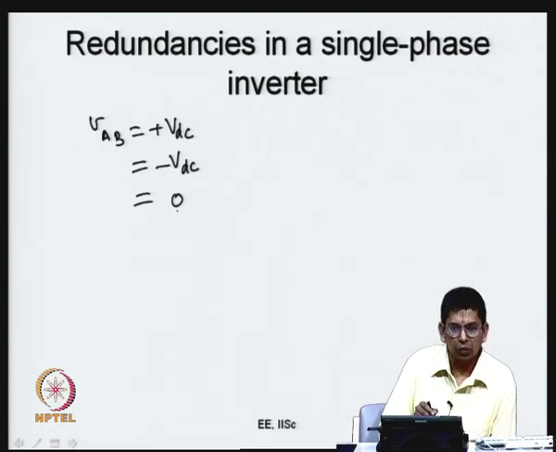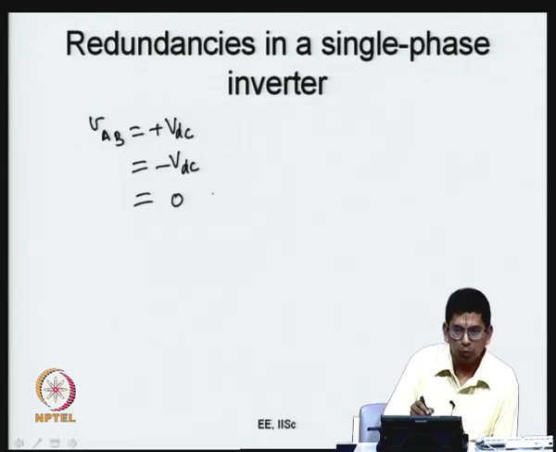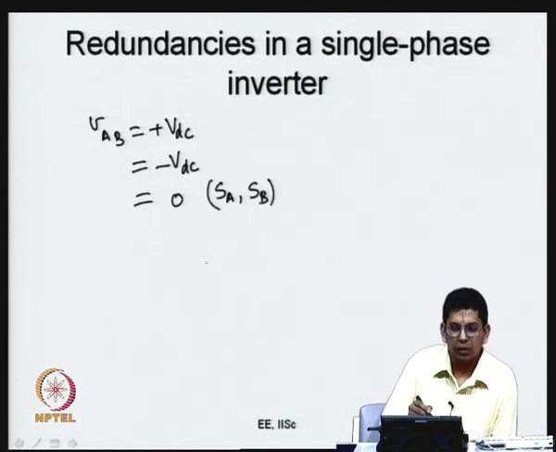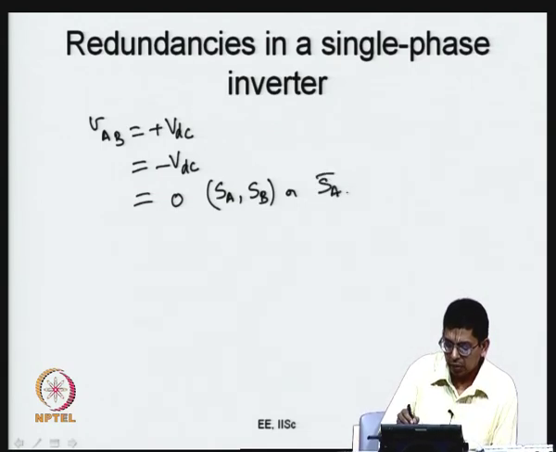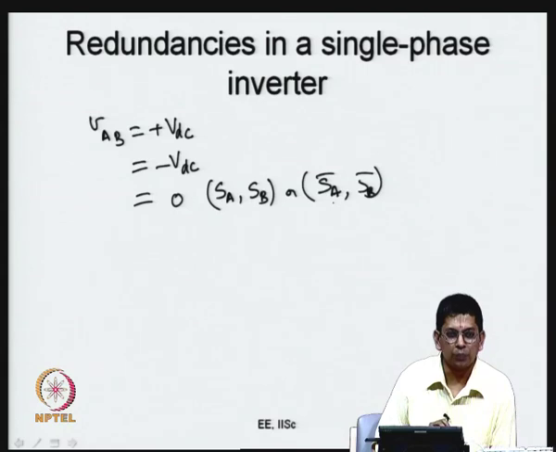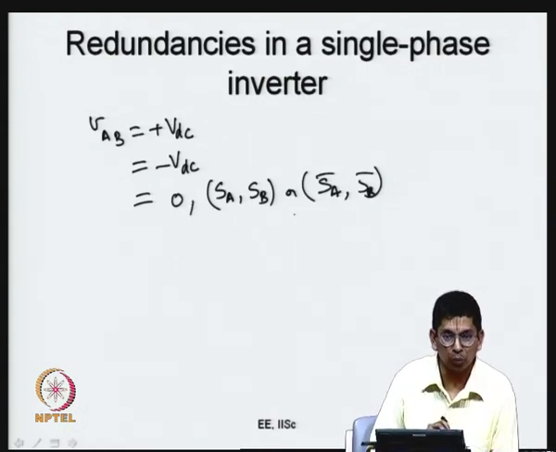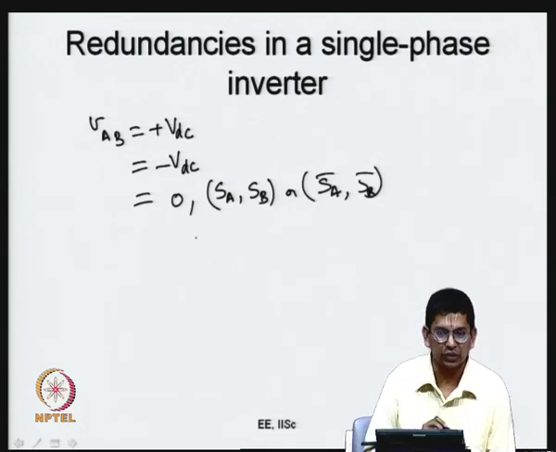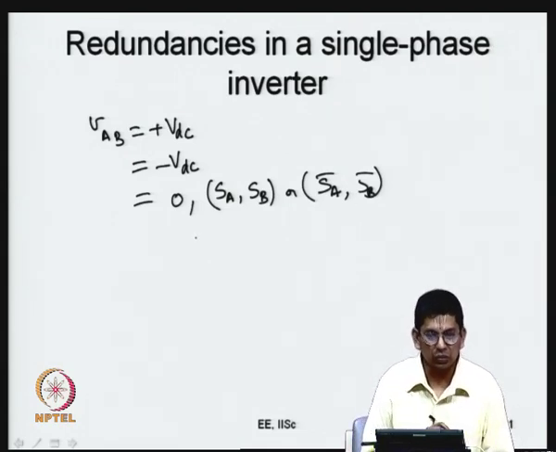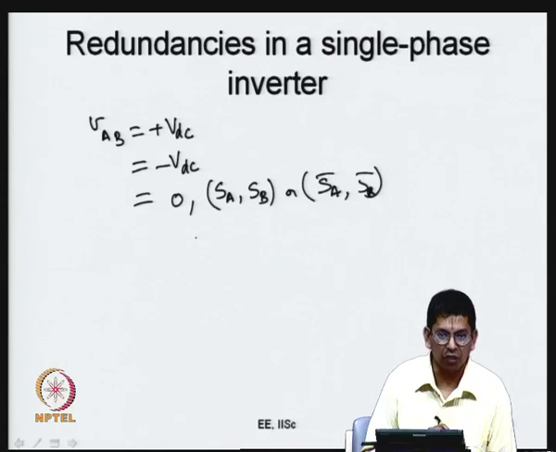When is it 0? There are two cases: both the tops are on, or both the bottoms are on. That is, both SA and SB can be high, or it can be SA bar and SB bar, meaning both the signals can be low. In all these cases you have this situation. So now there is a redundancy, this is what we call a redundancy.